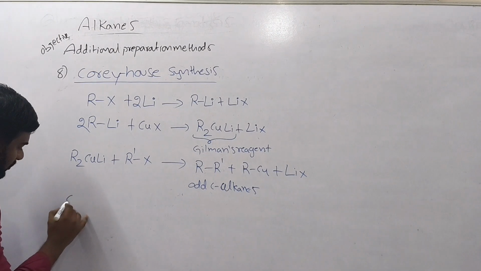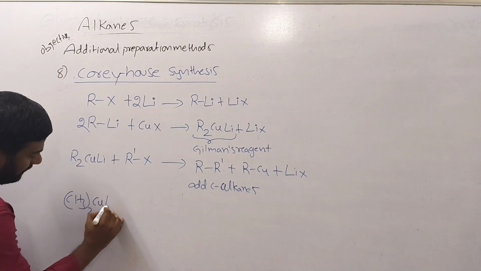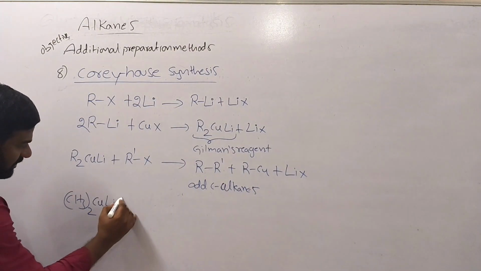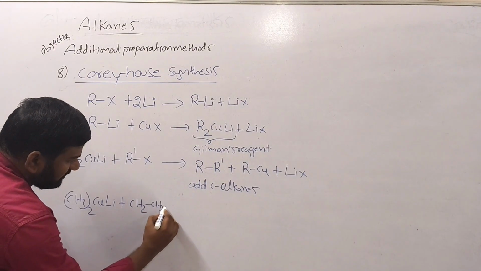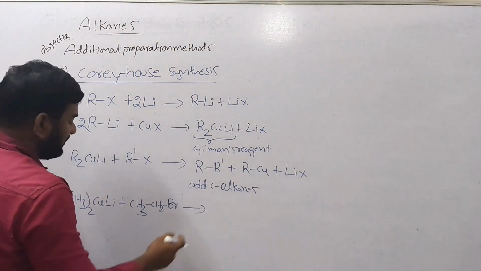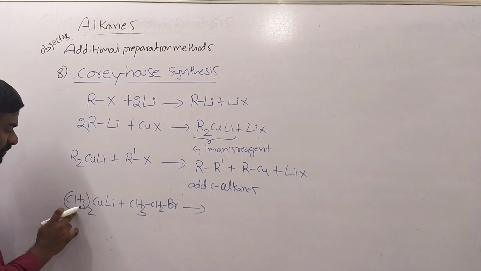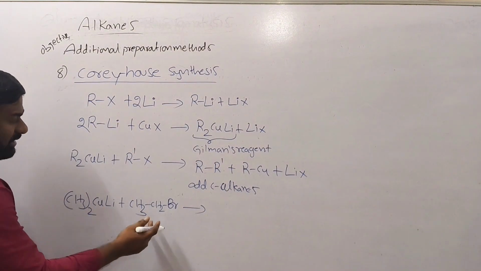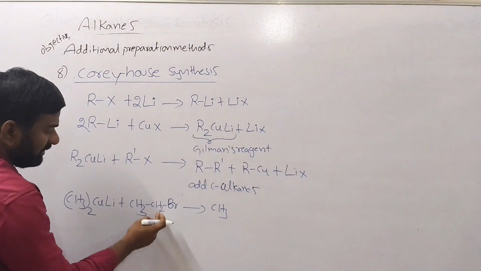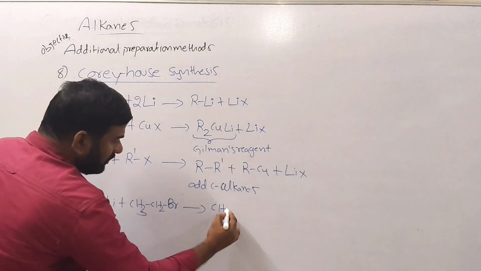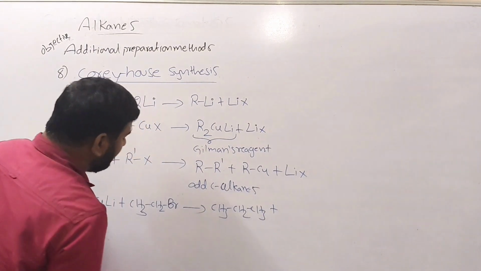If you take one example, suppose (CH3)2CuLi. This is the Gilman's reagent. It reacts with ethyl bromide, suppose CH3CH2Br. What is happening? From this alkyl group, here is a one carbon containing alkyl group, and here a two carbon containing alkyl group. So CH3, this alkyl group I have written, and later the alkyl group is the ethyl group, so CH2CH3. In this way we get propane.